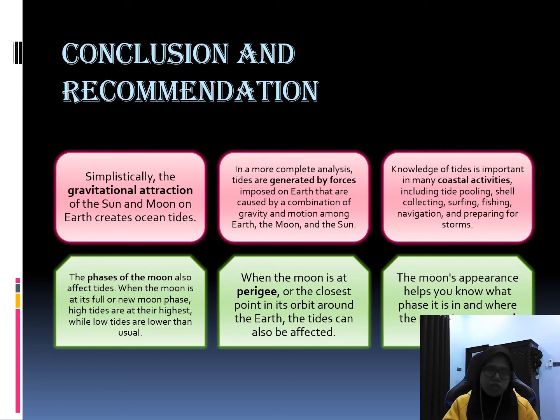So the next one is for the phases of the moon. The phases of the moon also affect tides. It is because when the moon is at its full phase, or during the new moon phase, the high tides are at their highest, while the low tides are lower than usual. So when the moon is at perigee, or the closest point in its orbit around the Earth, the tides can also be affected.